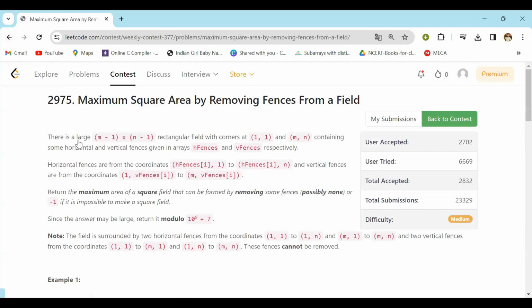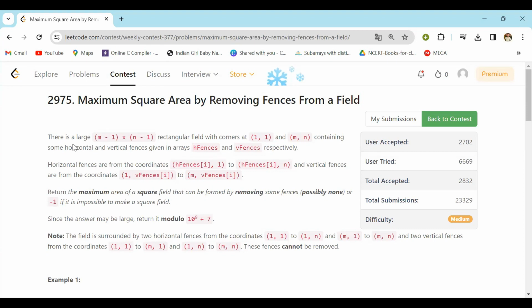Okay, here the question reads: maximum square area by removing fences from a field. Fine. There is a large m minus 1 into n minus 1 rectangular field with corners at (1, 1) and (m, n). Fine. Containing some horizontal and vertical fences given in array. Okay.